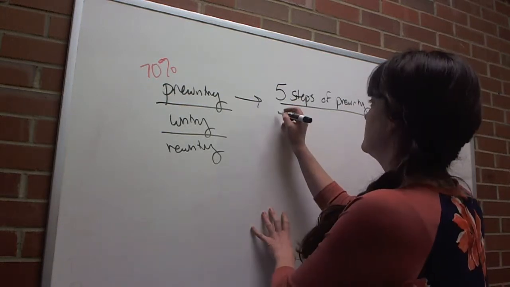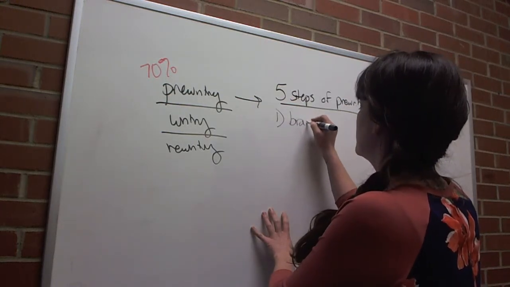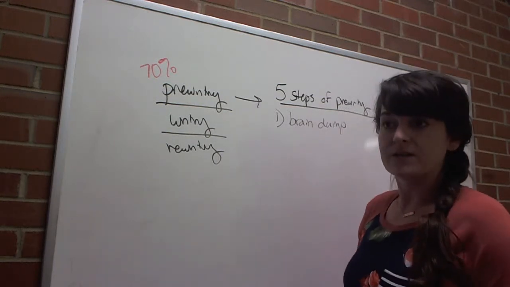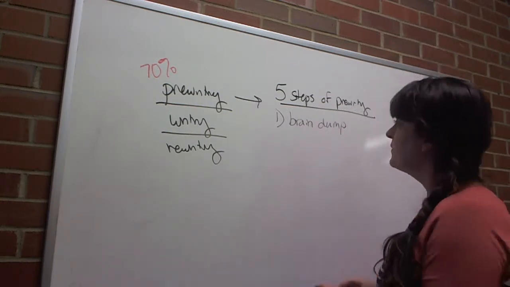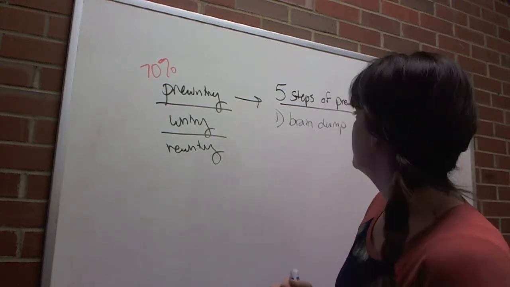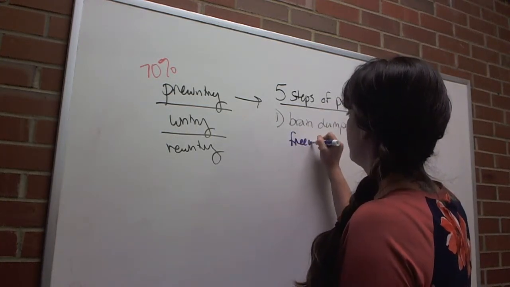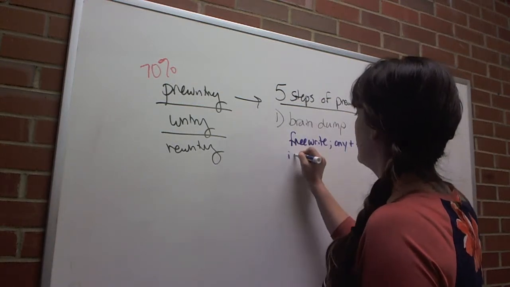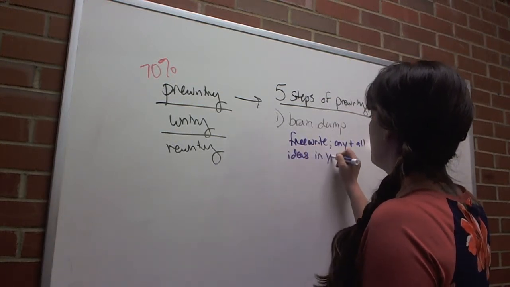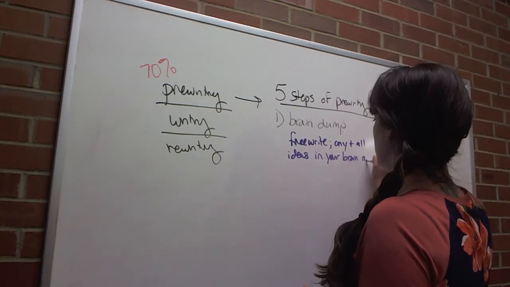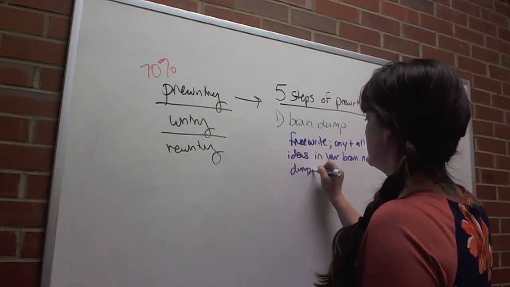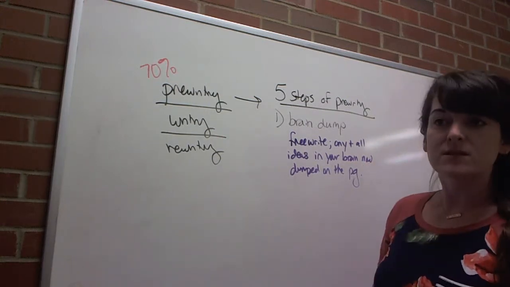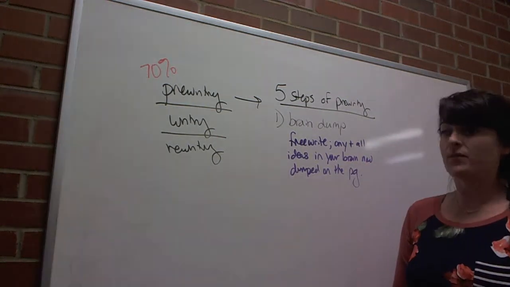Okay, so step 1 is what's called a brain dump. So brain dump has also been referred to as a free write. Okay, it's any and all ideas in your brain now dumped on the page. Okay, so this is the first step of pre-writing for a couple reasons.